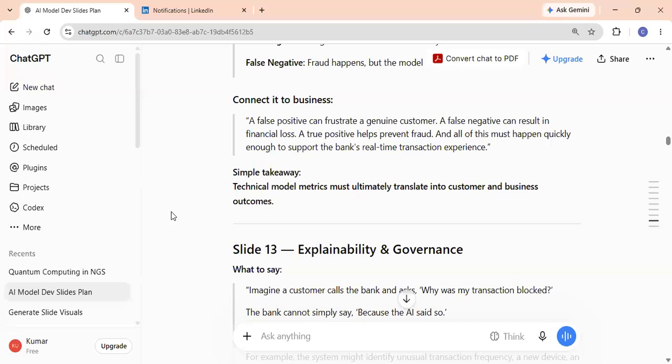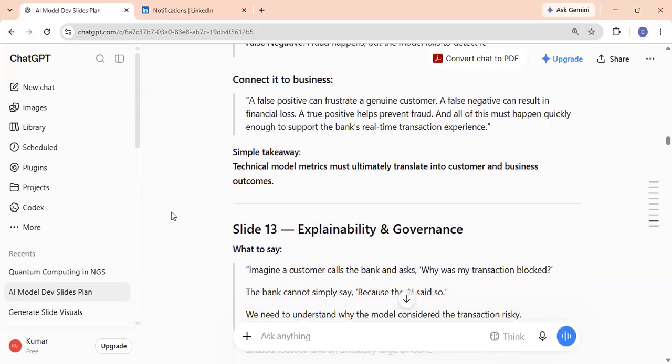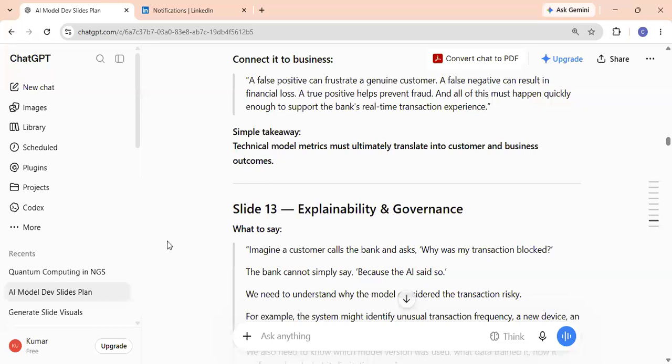Okay. The simple takeaway is that technical model metrics must ultimately translate into customer and business outcomes. The metrics we have seen in the previous slides translate into customer and business outcomes. What are the outcomes? Risk scores, for example, then false transactions, positive transactions. Those are the categories. These are going to be used by the business for decisions. But here, one thing we need to understand: we need to involve the users also to evaluate the models with right data, wrong data, such kinds of things.